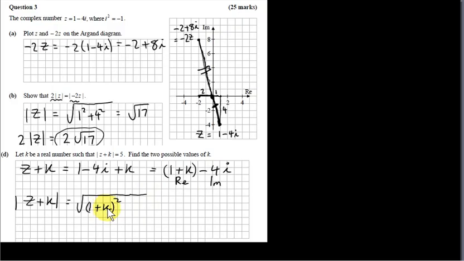So the real part is 1 plus k, we square it, and then we add on the imaginary part, minus 4, and square it. You don't have to put the minus sign in because when you square a negative, it's positive anyway. We're given that the modulus of z plus k is equal to 5. So we have an equation here with the unknown k. So we can solve this equation to find k. Now, to solve this equation, what we should do is square both sides to get rid of this square root sign.